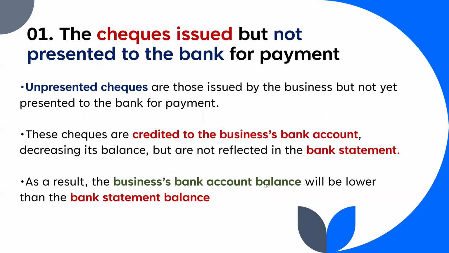The first reason is checks issued but not presented for payment. So they're called unpresented checks. Unpresented checks are the checks which are issued by the business but not yet presented to the bank for payment. So we have recorded this as a check that has been issued, and we would have reduced the bank account, recorded as a bank account credit transaction. But the bank has not even recorded this transaction because it is unpresented. We have written it in our account; the bank has not written it. We have recorded it as a payment. The money has gone out.